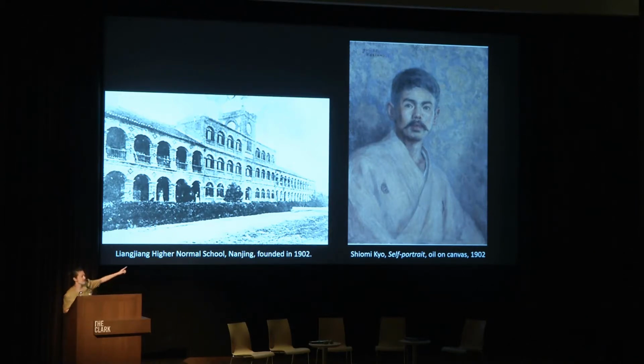But at the same time, the teacher who actually taught painting at the Liangjiang Higher Normal School is Yukio, whose self-portrait you see here, a graduate of Tokyo School of Fine Arts. So, this sort of artistic persona. The students were learning, doing things like that, but then at the exam, they had to paint battleships.